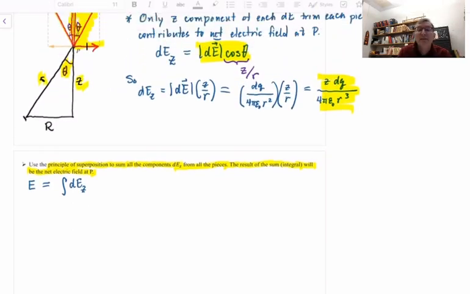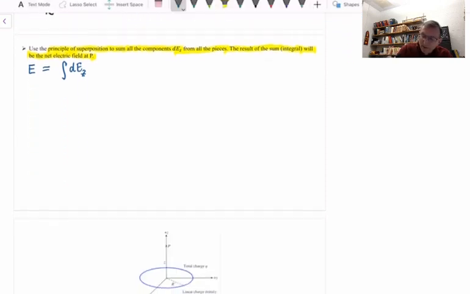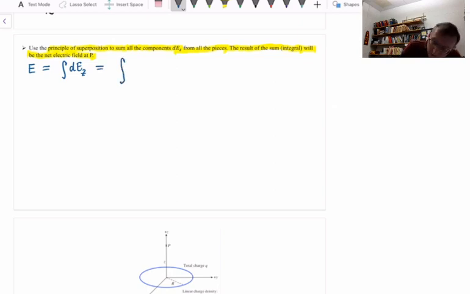So you've got that expression right there for the dEz's. We're adding them up, all the dEz's from all the little pieces of the ring. Note that adding up an infinite number of infinitesimals is integration. That's why I used the integral symbol. So now I just substitute the expression for dEz that I just wrote: Z dq over 4 pi epsilon 0 little r cubed.